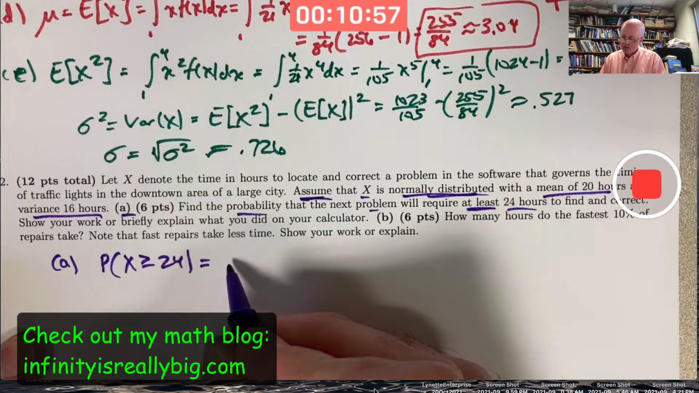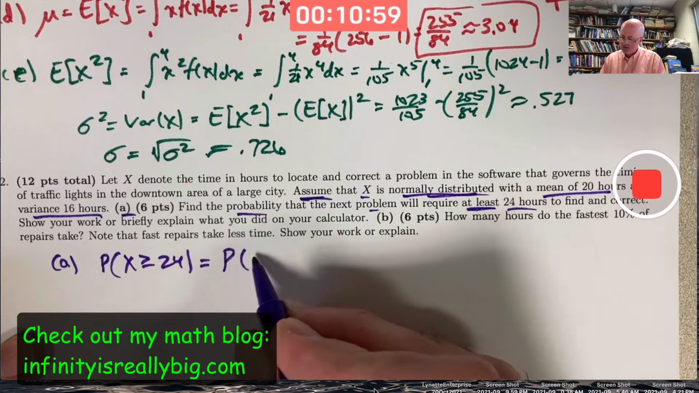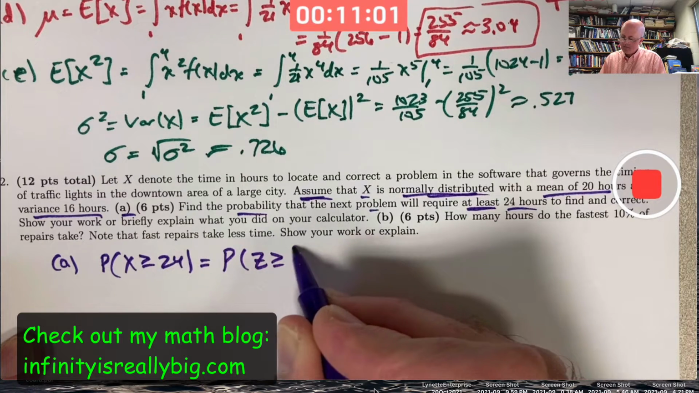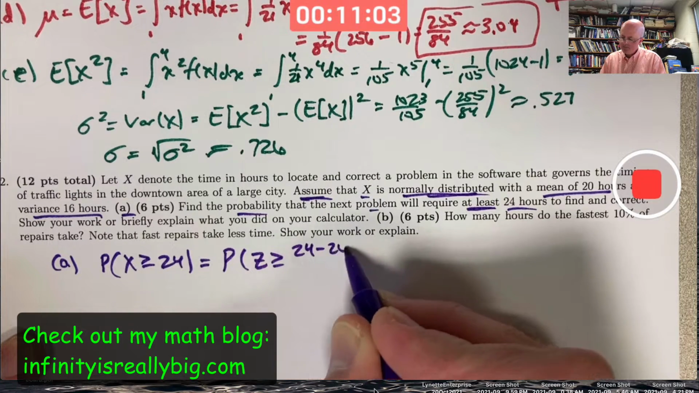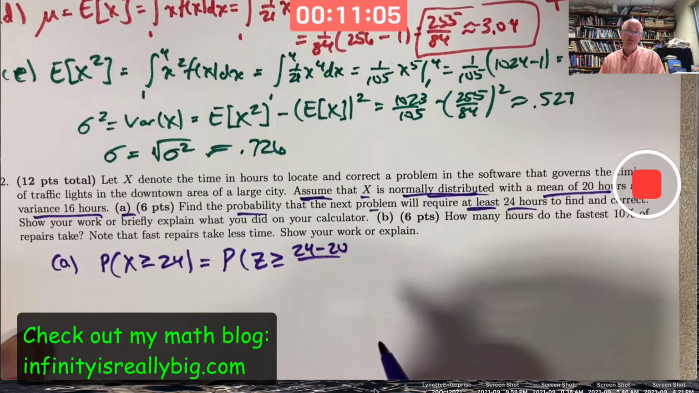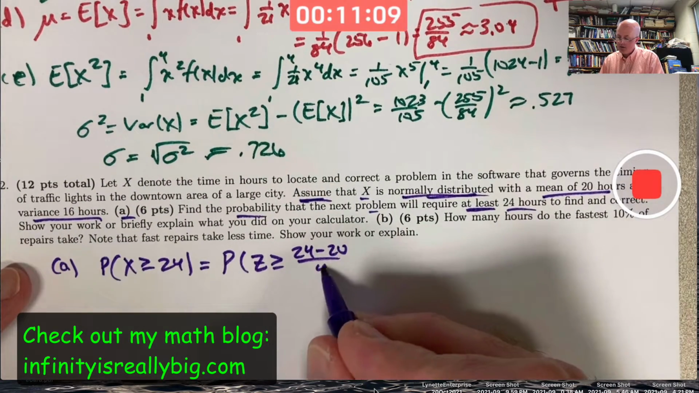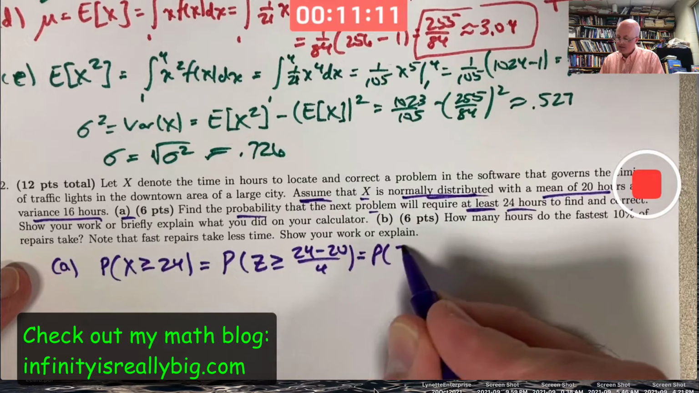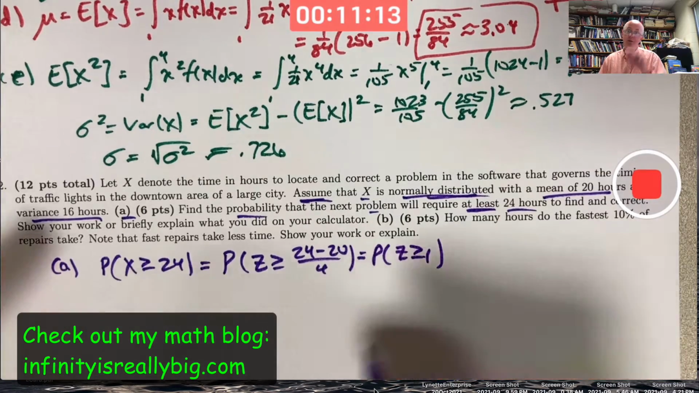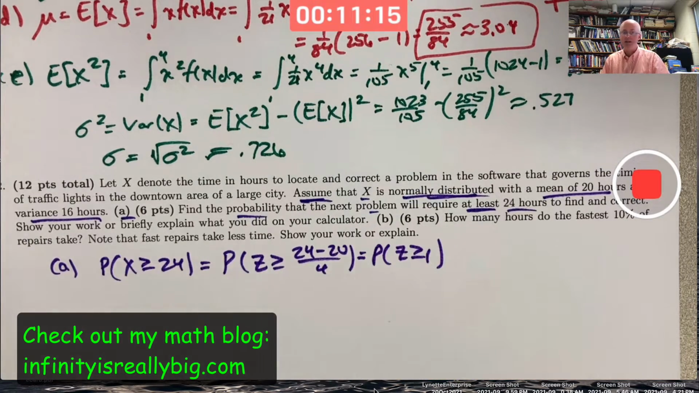And I made the numbers work out pretty nicely. We need to convert to a z-score by subtracting the mean of 20 and dividing by the standard deviation, not the variance. Square root of 16 is 4. So this turns out to be the probability that z is greater than or equal to 1, which, if you remember your 68, 95, 99.7 rule, should be approximately 32 divided by 2, 16% or so.